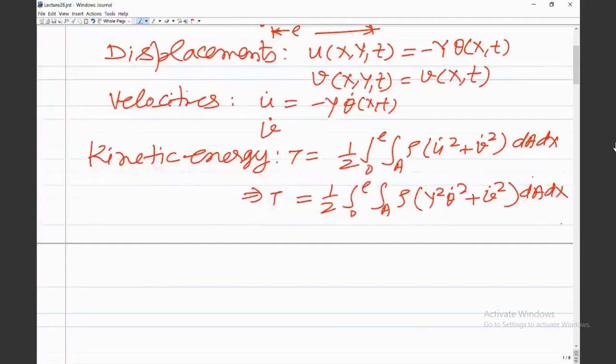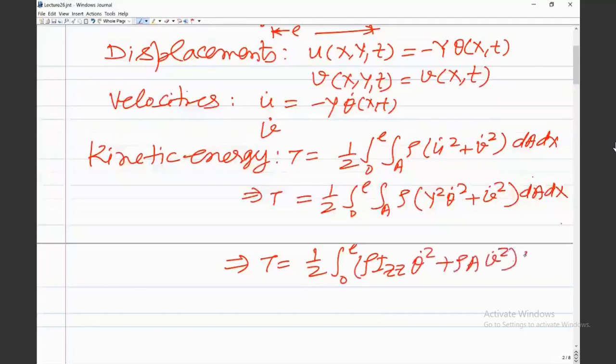Now if you do the cross-sectional integration, T can be written as half integration 0 to L, and the integral of rho y square dA is equal to rho into Izz. So the first term is rho into Izz theta dot square, and the second term, the integral of rho dA, is rho A. So rho A into v dot square dx. So this is what we will have.